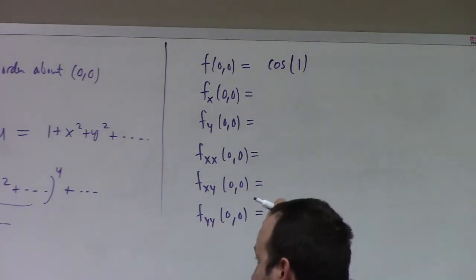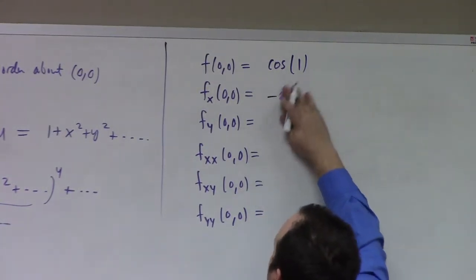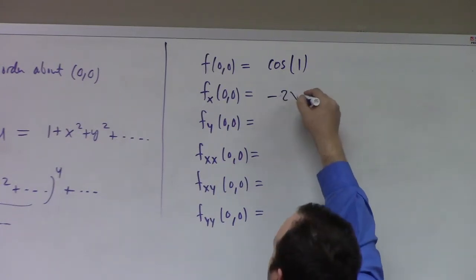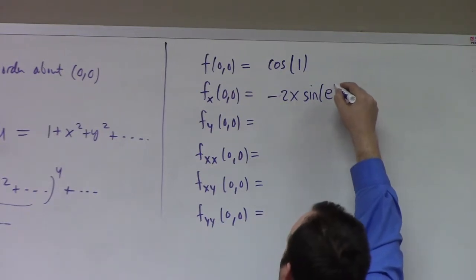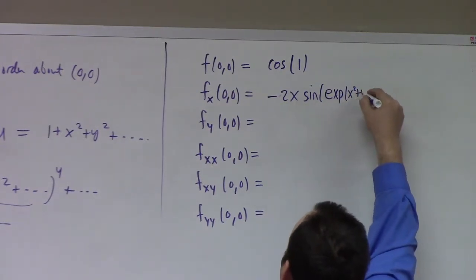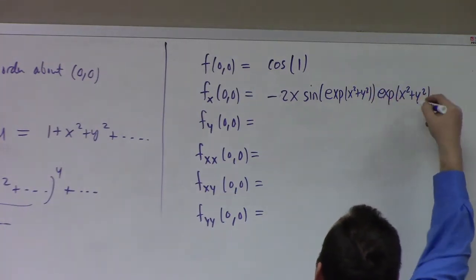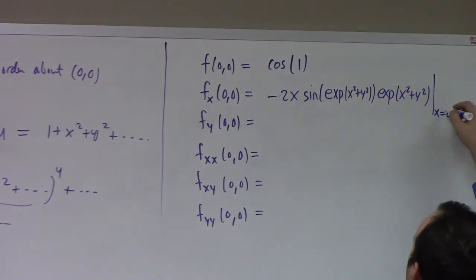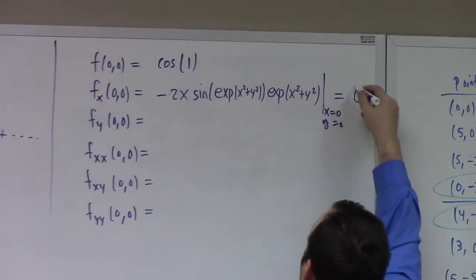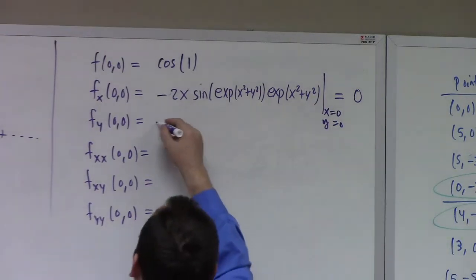Now what's f_x? It's minus sine, well, let's get to the point. It's minus 2x times the sine of the exponential of x squared plus y squared times the exponential of x squared plus y squared. All of that, put x equal to 0, y equal to 0, so it's 0, right? The evaluation bar is a nice notation here. It saves you a lot of writing. How about f_y? Likewise.